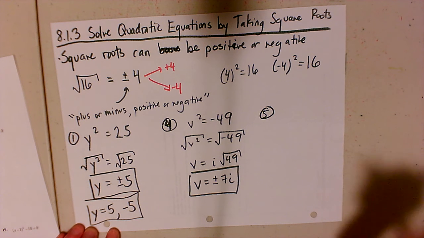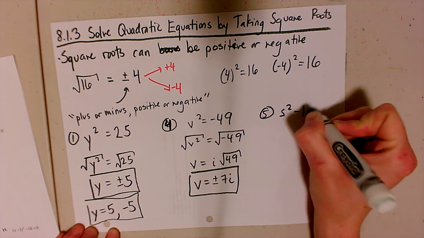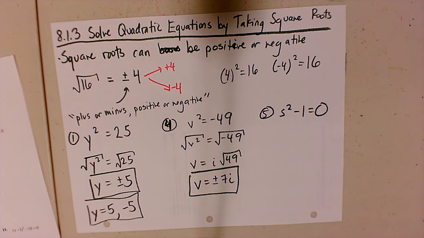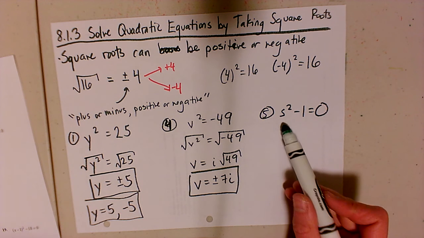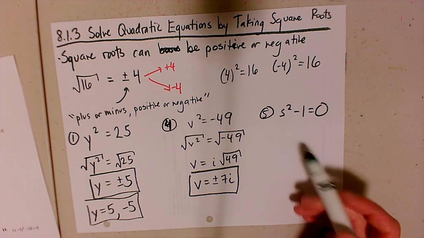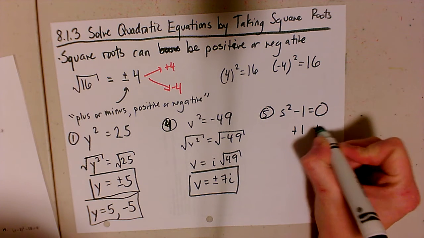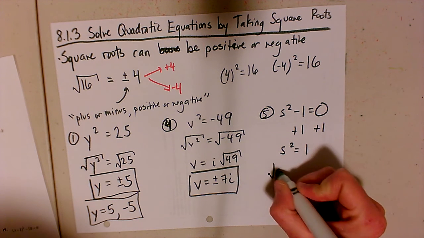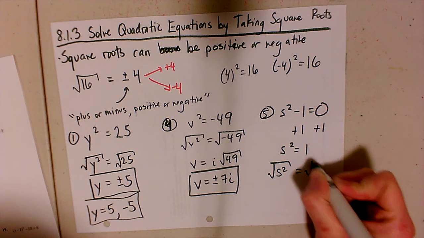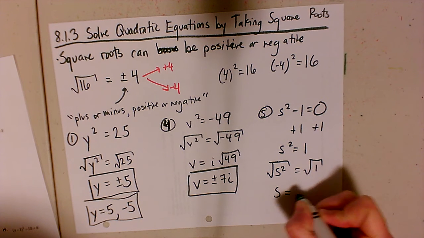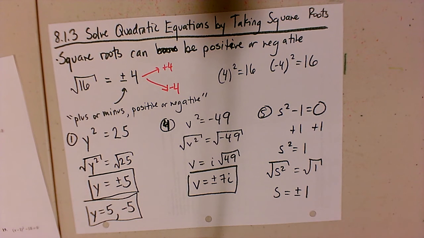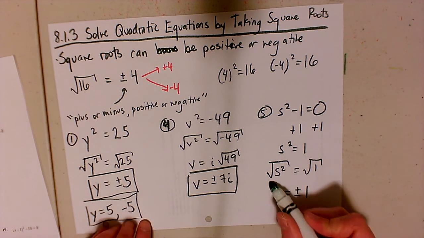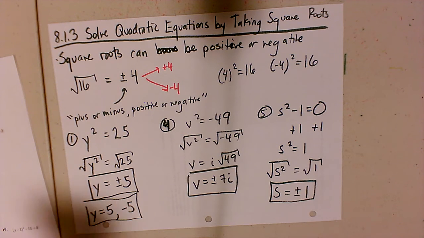If we skip to number 5, we have s squared minus 1 is 0. Remember, to solve these, we want to get the squared portion by itself. The squared portion here is the s squared, and I've got to get rid of this minus 1. So I'm going to add that to both sides, and then I have s squared equals 1. Then I can take the square root of both sides, and I get s is plus or minus 1. That's my answer, and I'm all done.